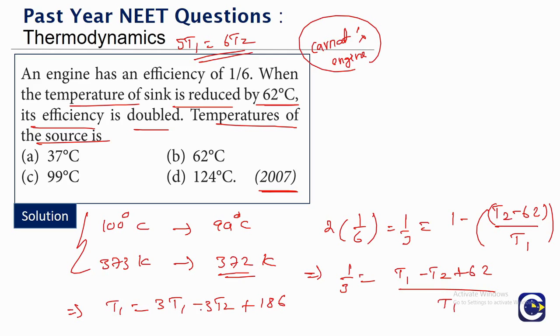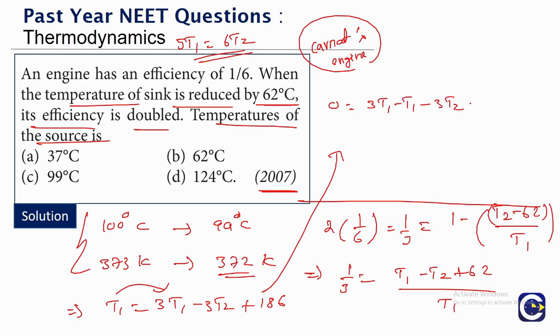So from here, there is already a relation that we have. What is it? 5 T1 is equal to 6 T2. Anyway, we'll try to use that, but let us just look at it here. We'll bring this T1 to the right side. It will become minus T1. So 0 will be remaining on the LHS. 0 is equal to 3 T1 minus T1 minus 3 T2 plus 186. This is 2 T1 minus 3 T2 plus 186 is equal to 0.